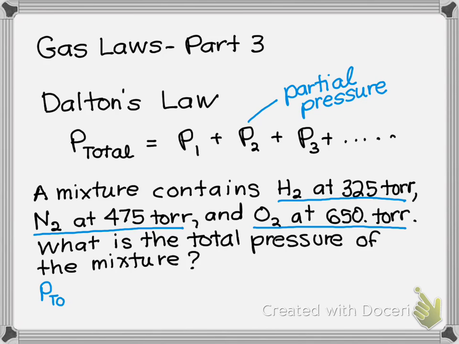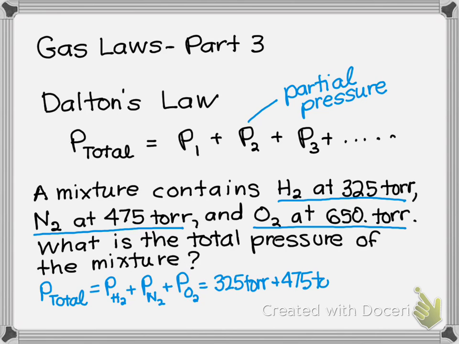So Dalton's law allows us to figure out the total pressure by adding up the pressure of each one of the gases. So the pressure of hydrogen, the pressure of nitrogen, and the pressure of oxygen. So it'd be 325 torr. Now if they were not all in torr, you'd have to change them. They have to be in the same unit. Plus 475 torr plus 650 torr. And so if we just add up those three numbers, then we will have the total pressure in the system.